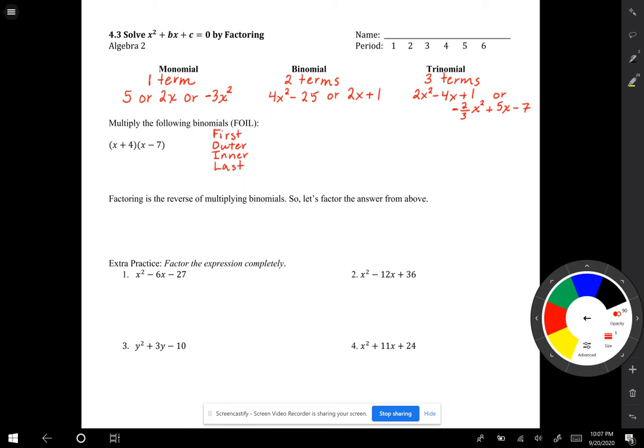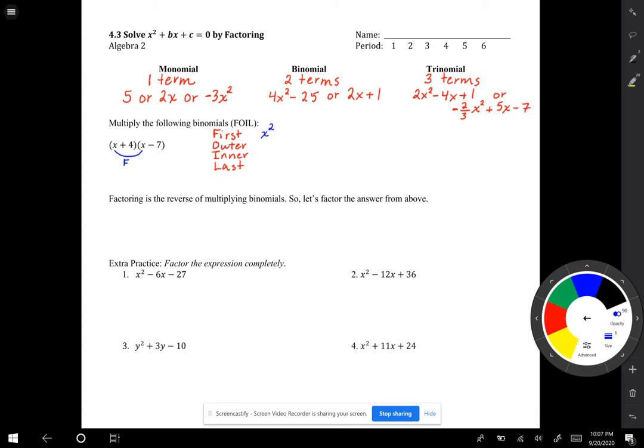So let's go ahead and multiply this expression. We are going to multiply the first times the first. I'll label these, the first two terms in each set of parentheses. So that's your F. Remember, x times x is not 2x. It's x to the second power.